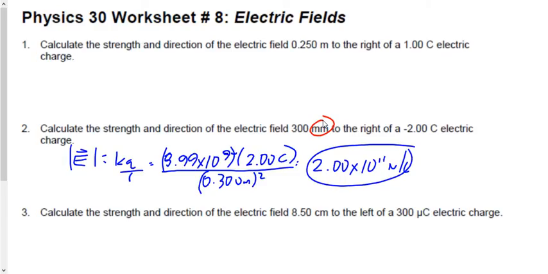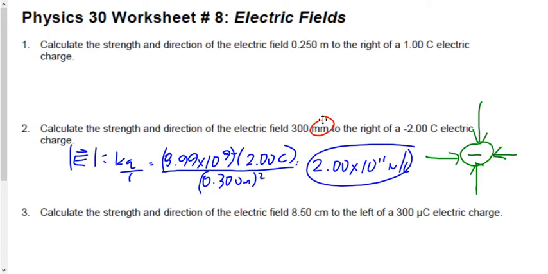Now, it also asked for the direction. If it said, what's the magnitude, then all we need is that value. If it said, what's the strength and direction, or if it even just said, what's the electric field? It's a vector, so we need direction. What's the direction? Let's draw a picture here. We got a negative charge here. The field points toward a negative charge.